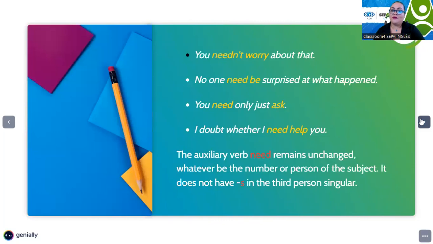You needn't worry about that. No necesitas preocuparte por eso. No one need be surprised at what happened. You need only just ask. I doubt whether I need help you. The auxiliary verb need remains unchanged. Whatever be the number or person of the subject, it does not have s in the third person singular.